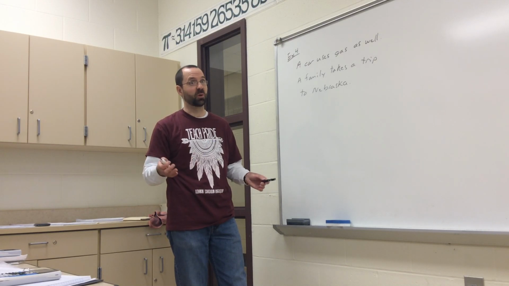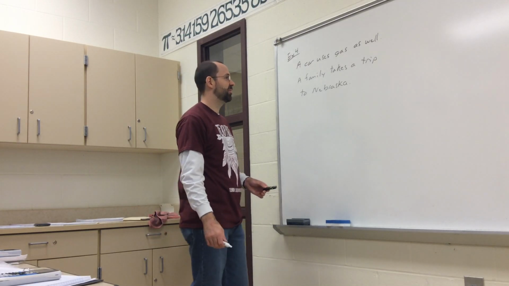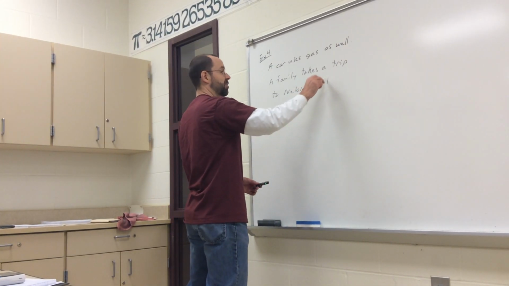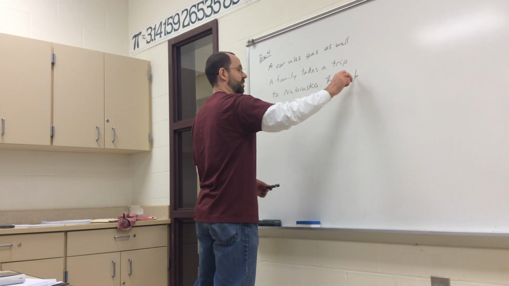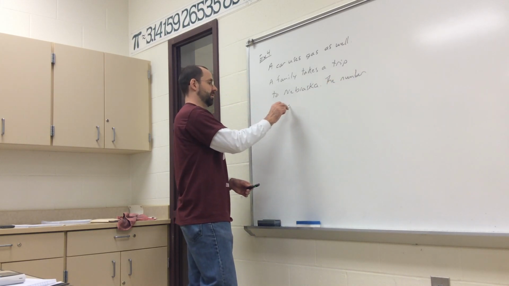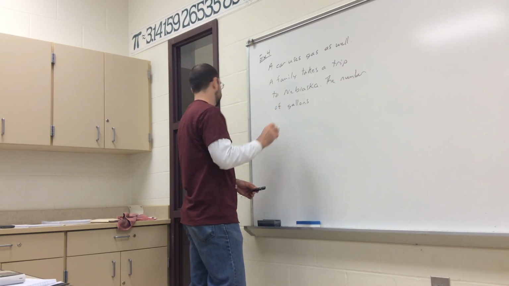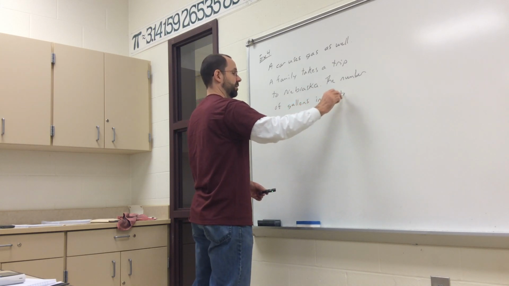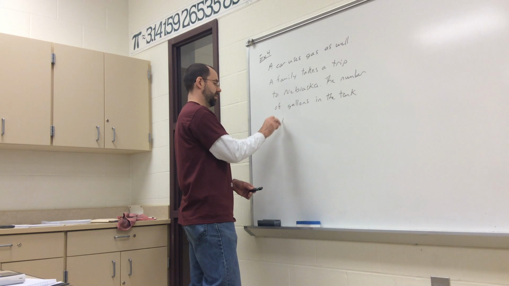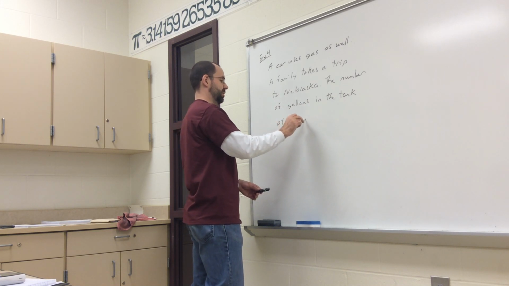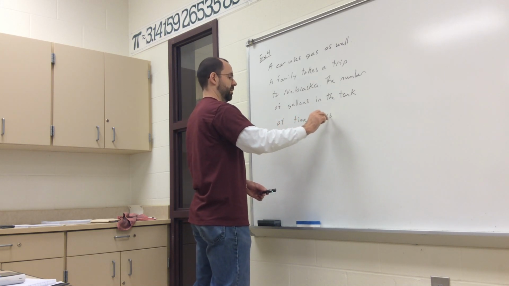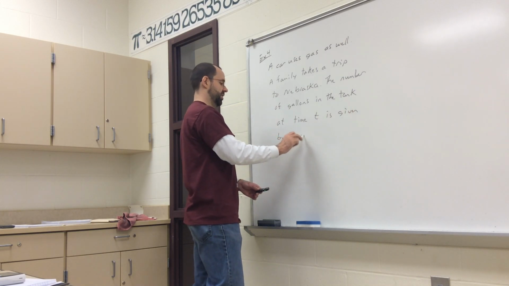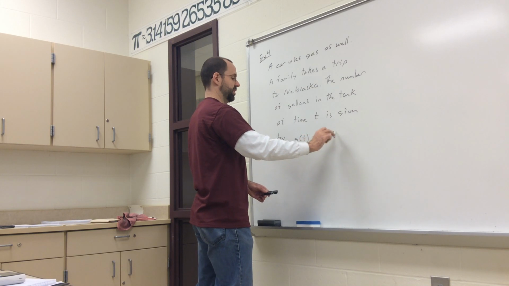That logic always works. Okay, so anyway, a family takes a trip to Nebraska, and the number of gallons in the tank at time t is given by g of t equals 12 minus t squared.